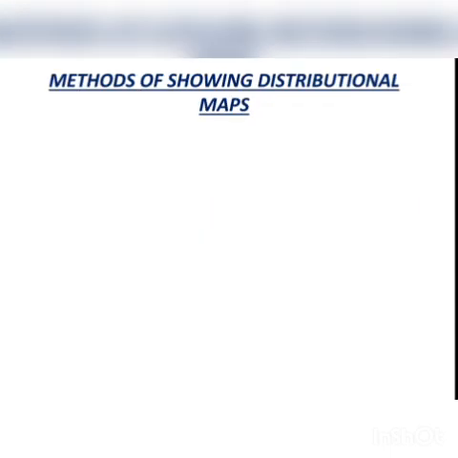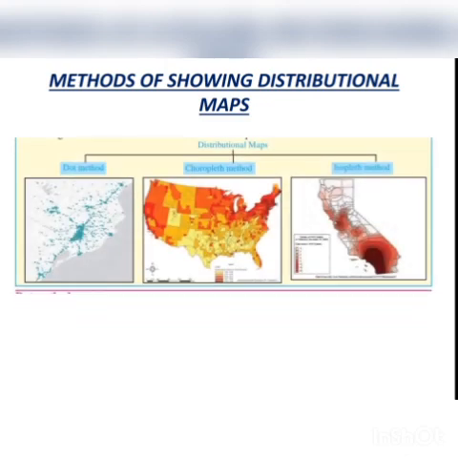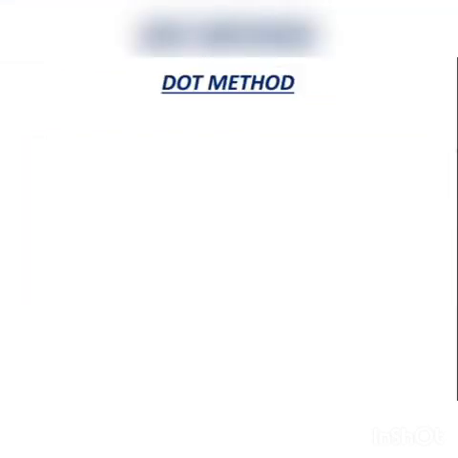Methods of showing distributional maps. There are three methods to show the distribution of variables. The first method is the dot method, the second is the choropleth method and the third is the isopleth method. Let us start with the first method, which is the dot method.